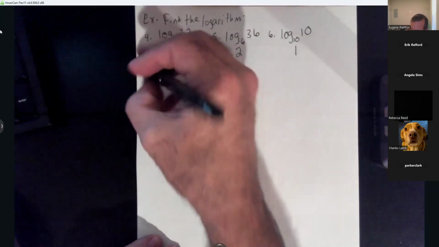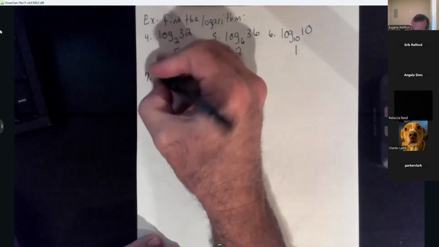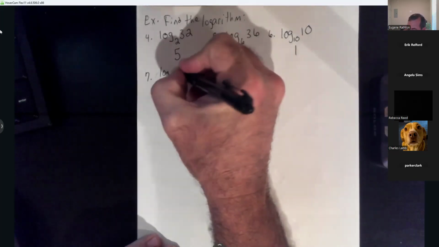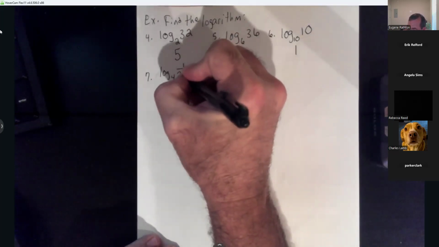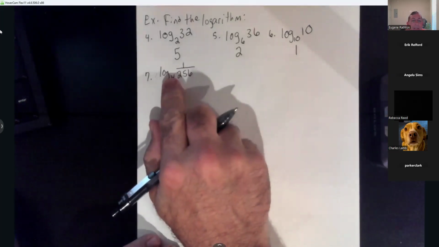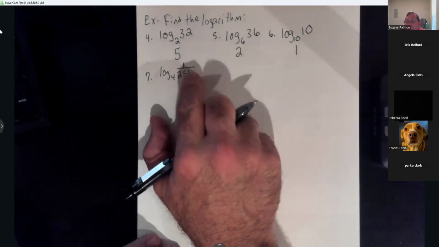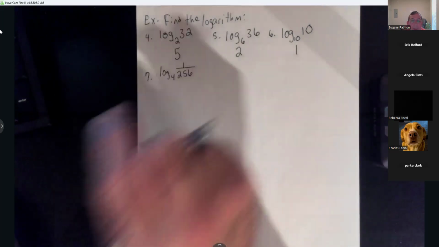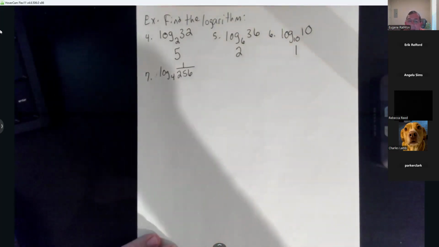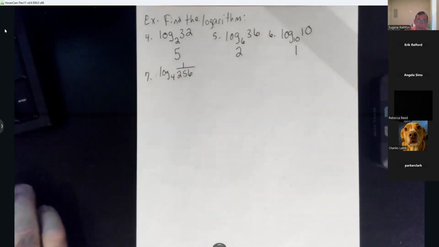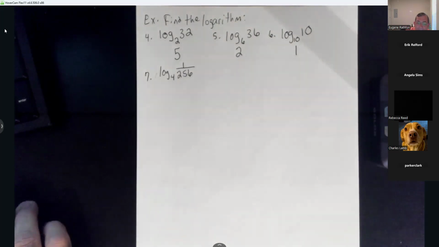All right, y'all, watch this one. Number 7, log base 4 of 1 over 256. If you got a base raised and the result is a fraction, you're going to get a negative exponent. Okay, y'all, so that will give me a negative exponent.